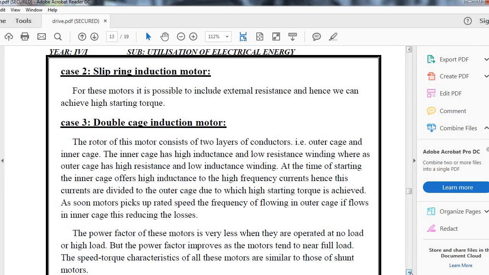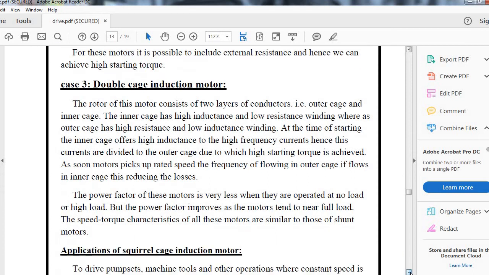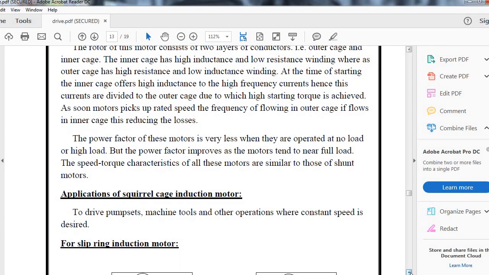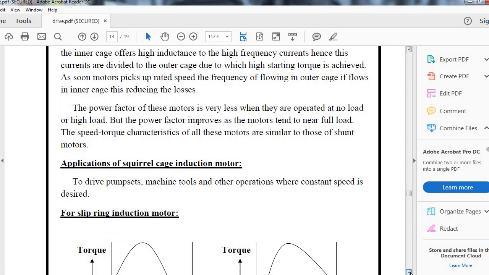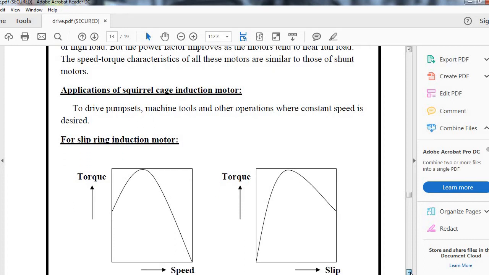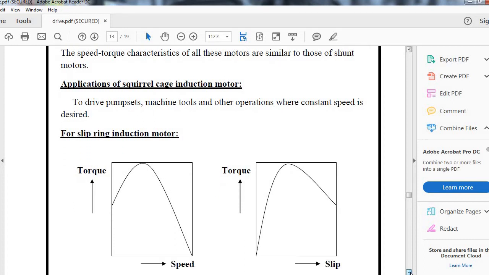The power factor of these motors is very low at no load or high load, but the power factor improves as the motor nears full load. Torque speed characteristics of these motors are similar to those of shunt motors. Applications of squirrel cage induction motors are in driving pump sets, machine tools, and other operations where constant speed is desired. The torque speed characteristics of the slip ring induction motor are as shown below.